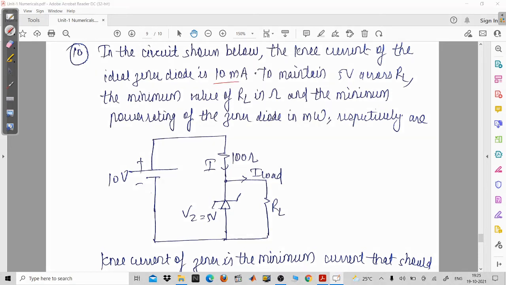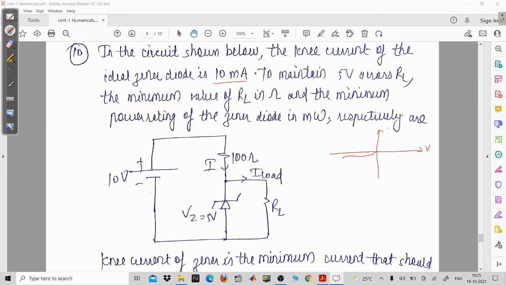You can see here, what is the knee current? If you draw the VI characteristics of the Zener diode, my drawing is not that clear. But if you draw the knee current, this is the minimum current which can pass through a Zener diode.